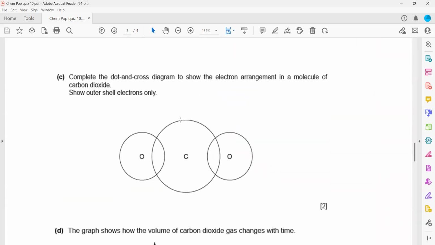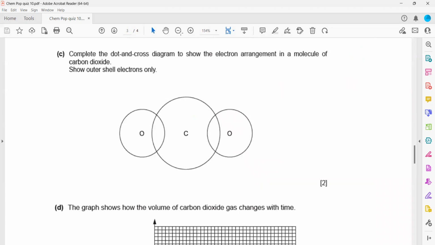Then we have to draw a dot and cross diagram for the molecular arrangement of carbon dioxide. To show the dot and cross diagram, you have to check the elements. Carbon belongs to group 4, so it will share 4 electrons, and there will be no unshared electrons. Oxygen belongs to group 6, so it will share 2 and the unshared will be 4.